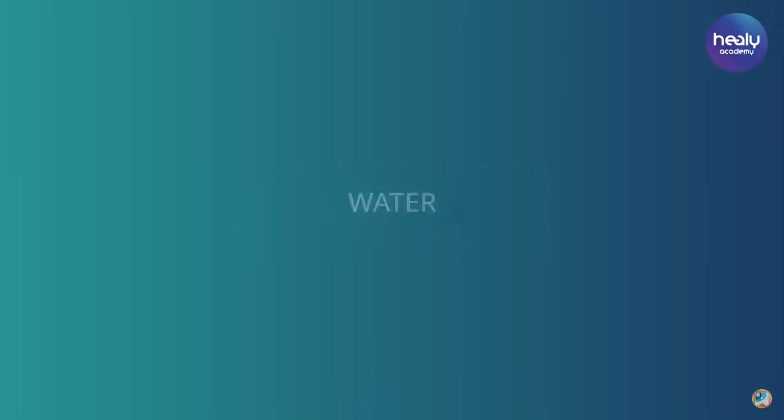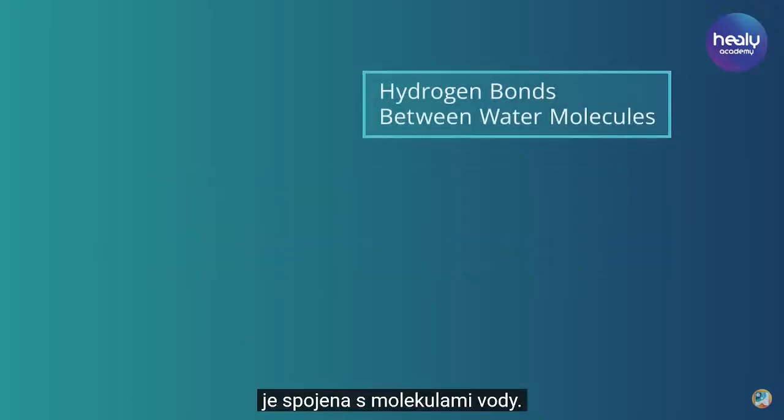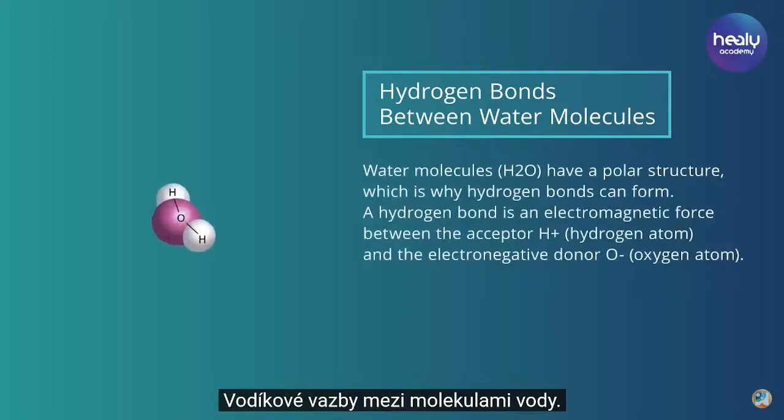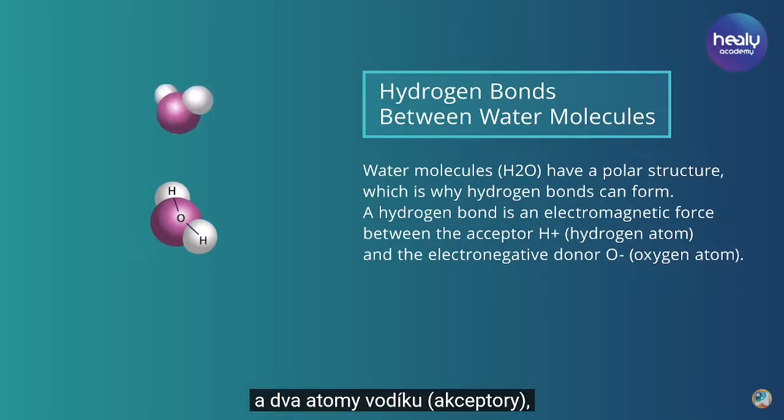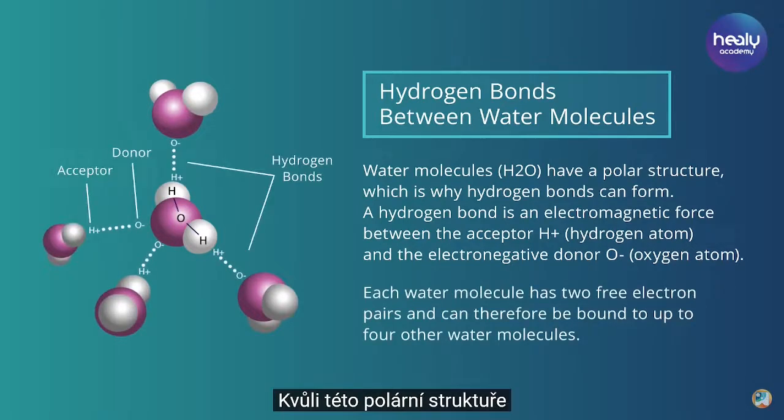Water. Effects of magnetic fields on water. A very prominent example of the influence of electromagnetic fields is in connection with water molecules. Hydrogen bonds between water molecules. Water molecules consist chemically of one oxygen atom, the donor, that has a negative charge, and 2 hydrogen atoms, the acceptors, which have a positive charge. Because of this polar structure, the water molecules are able to form hydrogen bonds. This structure lends them remarkable electrochemical properties.